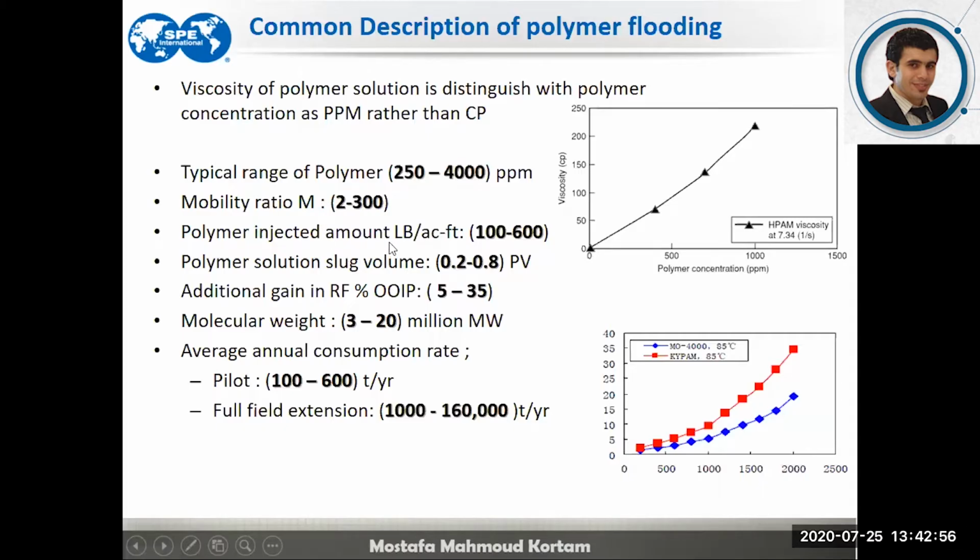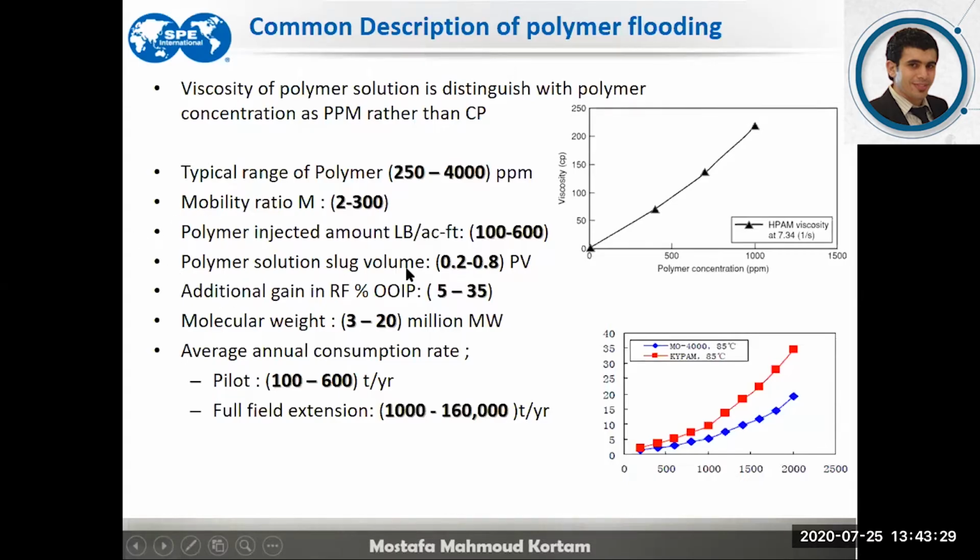The polymer injection amount is described as how many pounds of polymer are used per acre-foot. So this is a typical range that most of the fields are operating with, from 100 pounds per acre-foot. So you can multiply your reservoir volume, or how many acres, times the vertical thickness. This may indicate, using this range, how many pounds of polymer you would need.